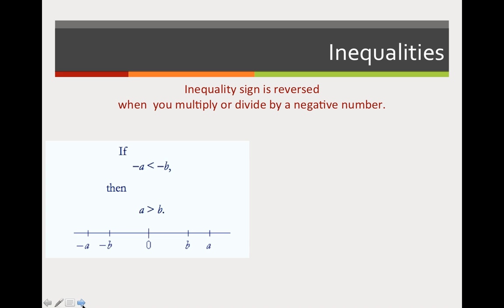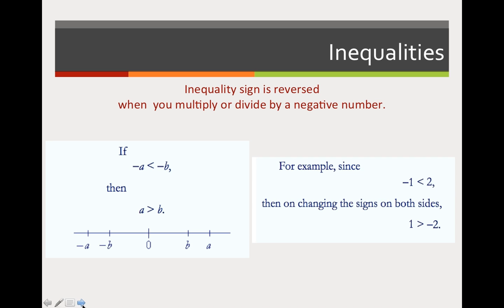Now here's the exception to the rule. Anytime we divide or multiply both sides of an inequality by a negative number, it causes the inequality sign to reverse. So if it was greater than when we started, when we finish it will be less than.